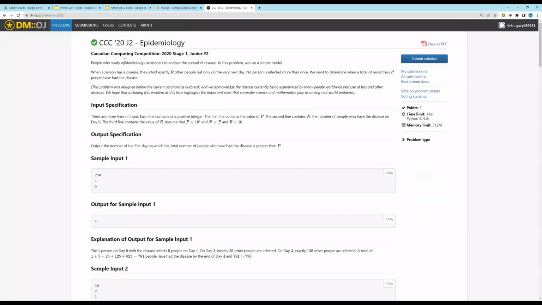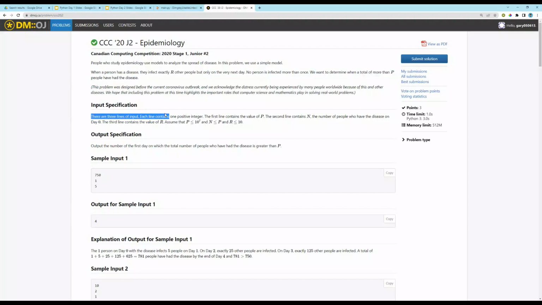Epidemiology. People who study epidemiology use models to analyze the spread of disease, and so on. When a person has the disease, they'll infect exactly R other people, but only on the very next day. No person is infected more than once. We want to determine when a total of more than P people have had the disease.